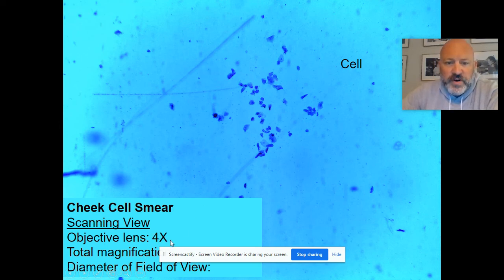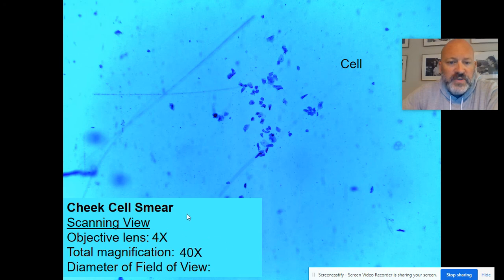So we're using that 4x lens. Total magnification when we add the eyepiece in is 40x. And this field of view, the distance across, is 4.5 millimeters. But millimeters are actually too big, so we use a different unit. It's called micrometers, which is one thousandth of a millimeter. So there's 1,000 micrometers inside 1 millimeter. And if we establish that the distance across is 4.5 millimeters, we could also say that the distance across is 4,500 micrometers.